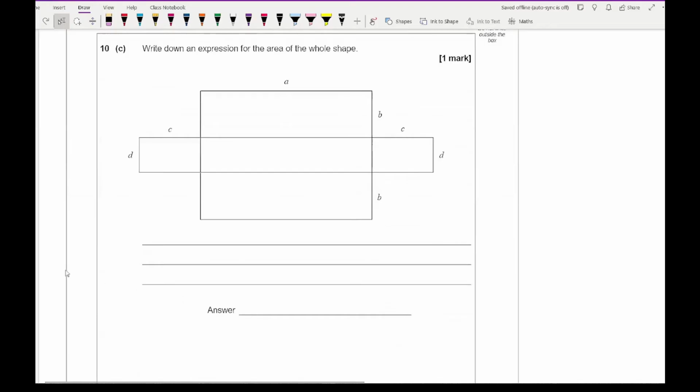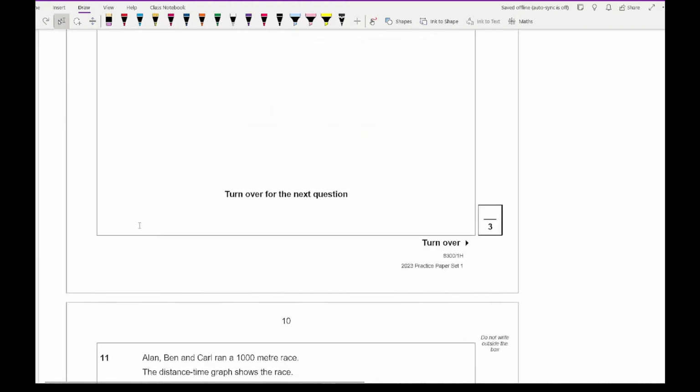The next question then says write an expression for the total area of the whole shape. So here let's just label these again. So we've got AB, CD, CD, AD and AB. So here we've got 2 lots of CD, 2 lots of AB and 1 lot of AD, and there is my final answer. You could write those in absolutely any order.